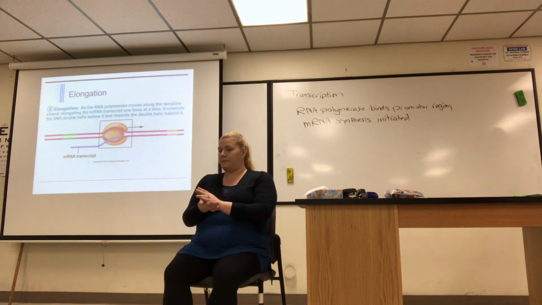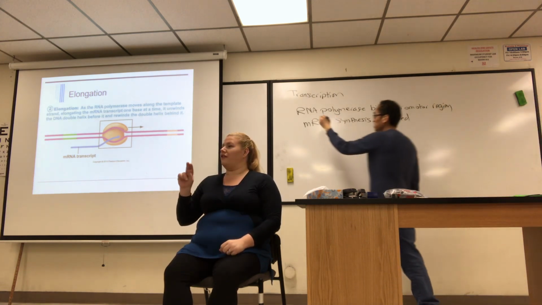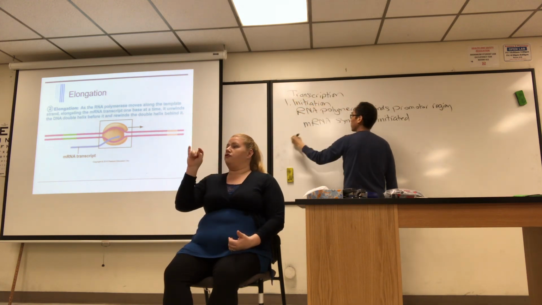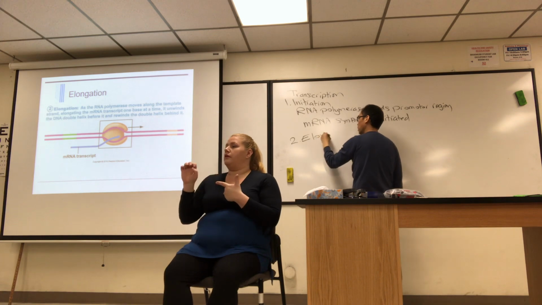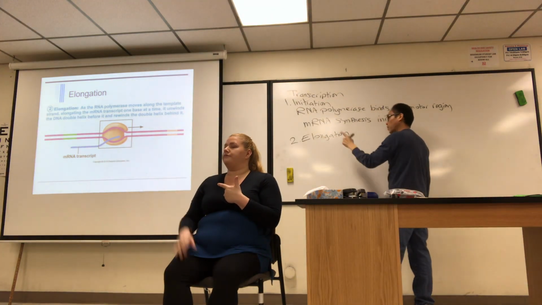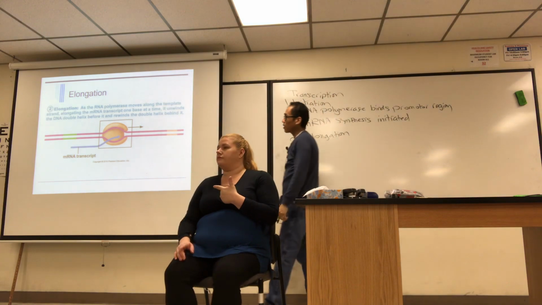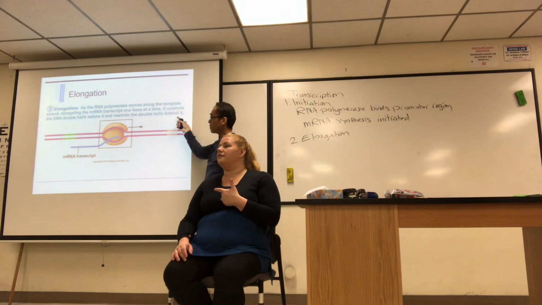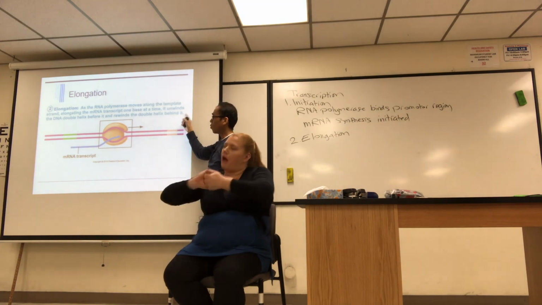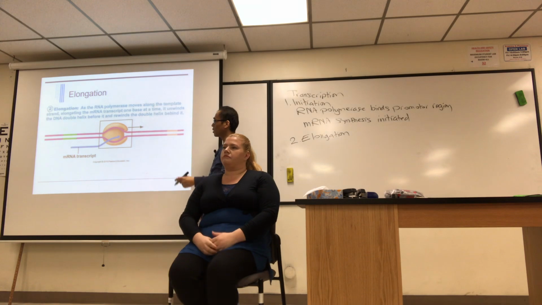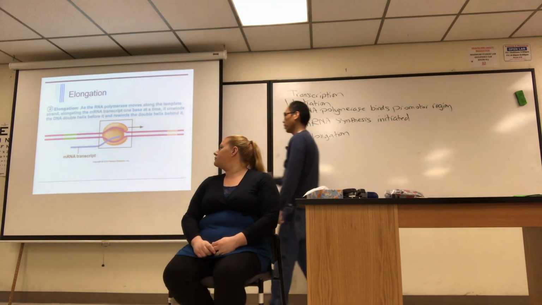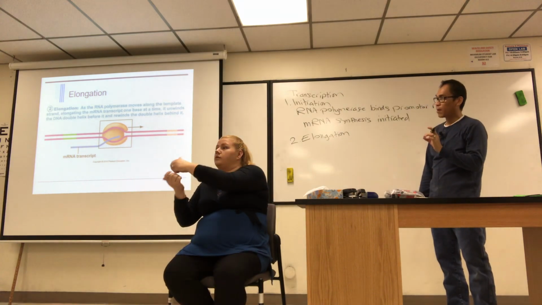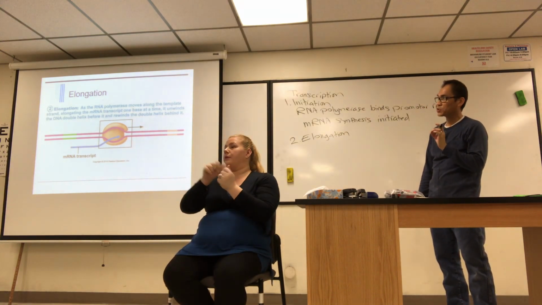Elongation. Step number one was initiation. I should probably title it. Step number two, elongation. Let me read what it says on the slide. As the RNA polymerase moves along the template strand, elongating the mRNA transcript one base at a time, it unwinds the DNA double helix before it rewinds the double helix behind it. So it's unwinding, rewinding. Basically, you're base pairing with the DNA template strand.